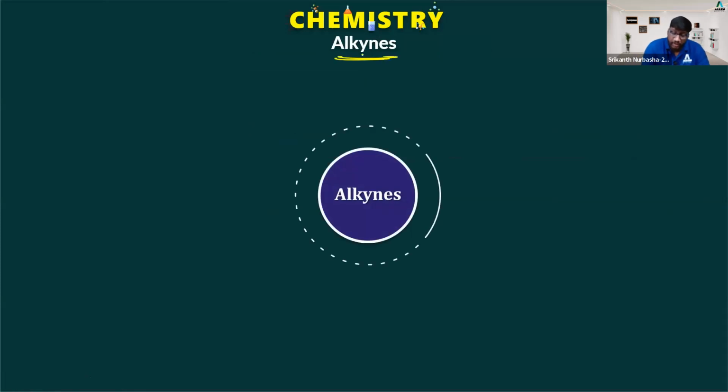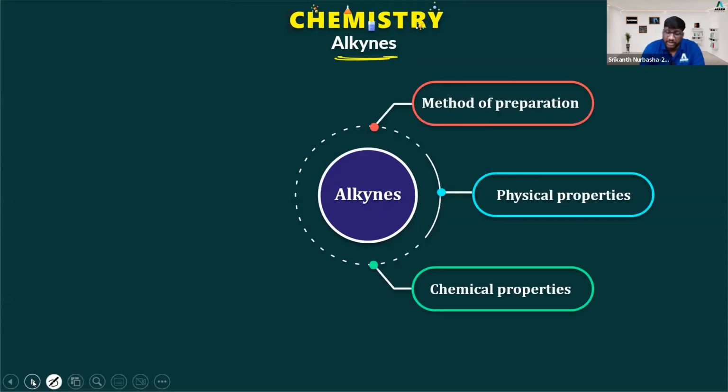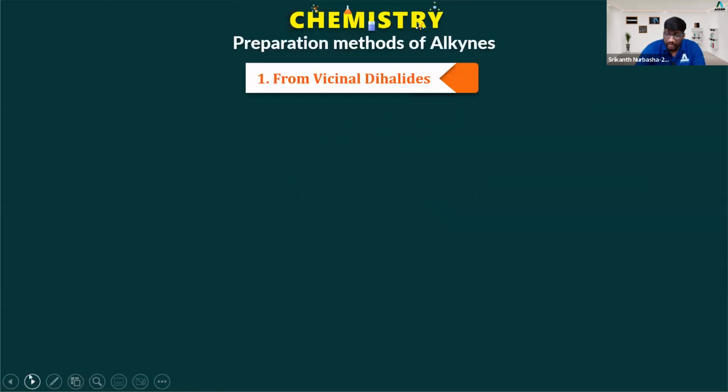Then comes the next type of hydrocarbons, alkynes. Again, for alkynes, we will be looking at methods of preparation, physical properties, and chemical properties. Methods of preparation: can you think of any? Alkynes from vicinal dihalides, geminal dihalides we can prepare. Commercial method: we can prepare from calcium carbide, CaC2, upon reacting with H2O, it forms acetylene. CaC2 upon reacting with D2O forms C2D2.